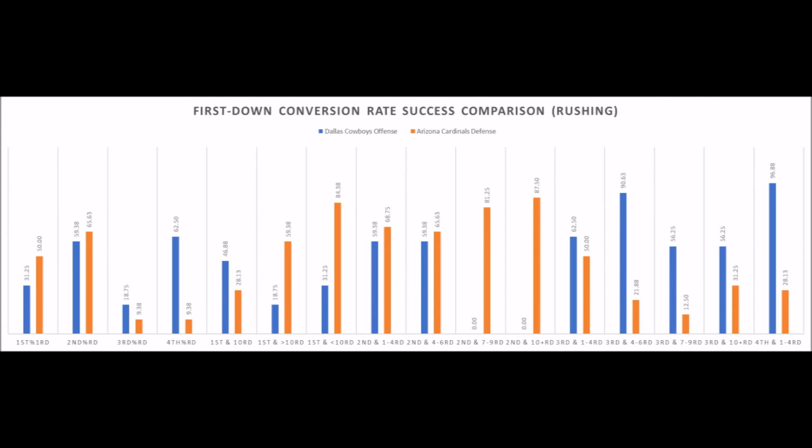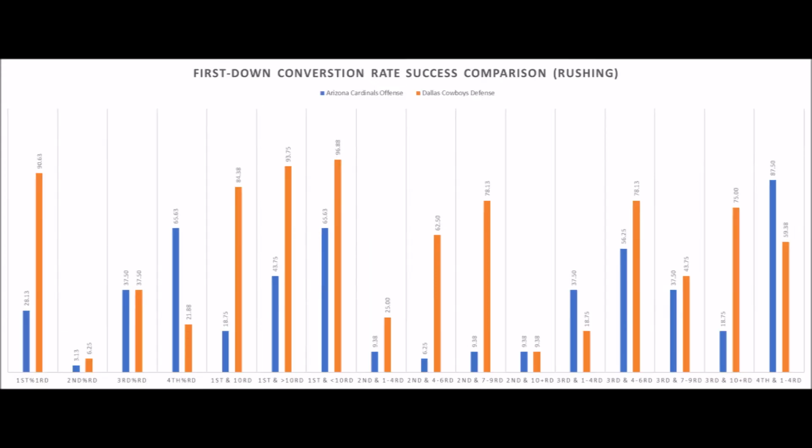Then when we get to the Cardinals offense versus the Cowboys defense in terms of running the football, the Cowboys have an advantage in first down situations and second down situations, and it's about even when it comes to third down situations. I give this to the Cowboys because of how well they have played run defense for the most part, except for second down and third down. And that's the biggest thing.